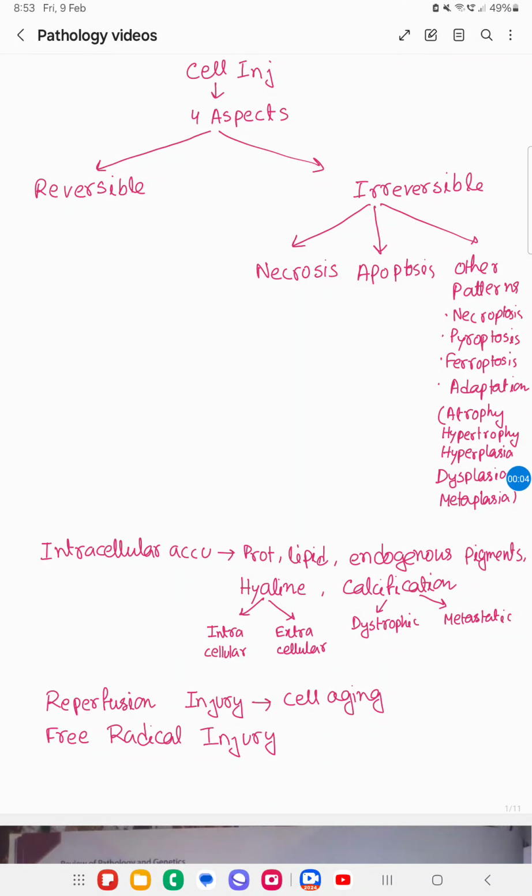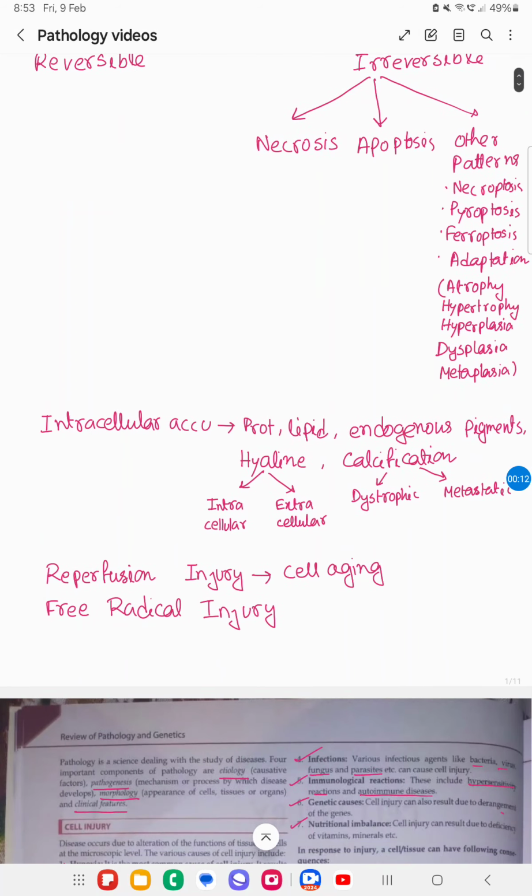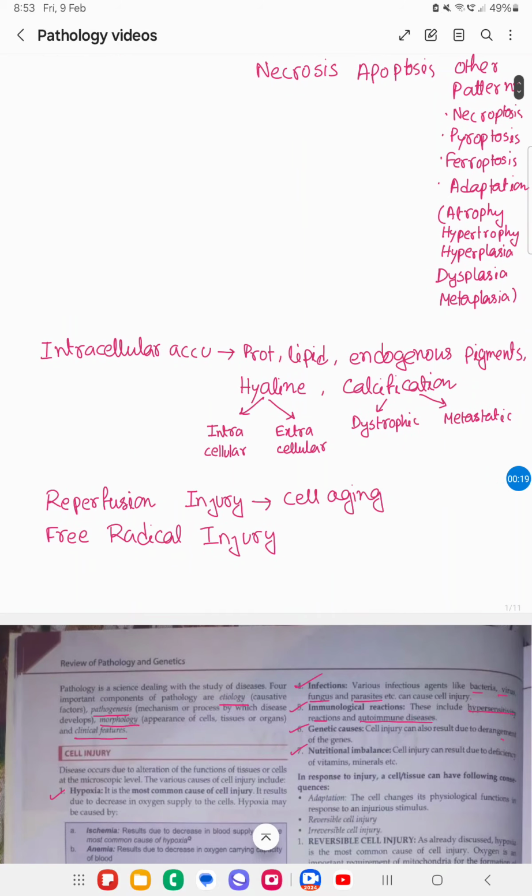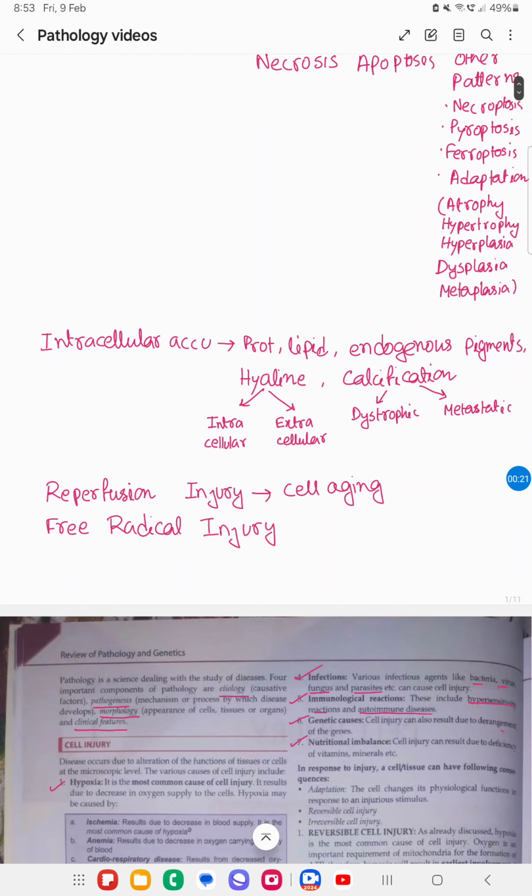Cell injury. It has four aspects and it has two types, that is reversible and irreversible. Irreversible cell injury includes necrosis, apoptosis and some other patterns. Some other patterns include necroptosis, pyroptosis, ferroptosis and adaptations.